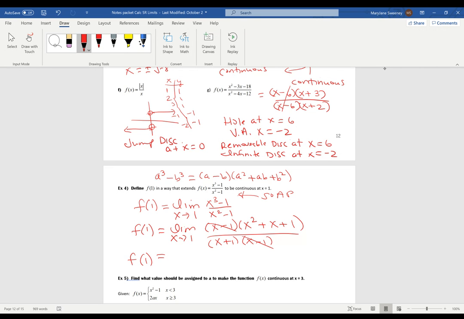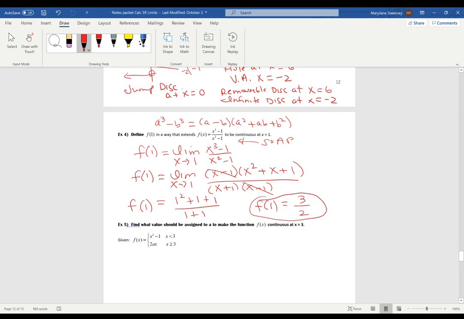So when I do the limit as x approaches 1 of this thing, that would be plugging 1 into that, which means then I can drop off limit once I plug in. So f of 1 would have to equal 3 over 2. Adding the top, we get 3. Adding the bottom, we get 2.